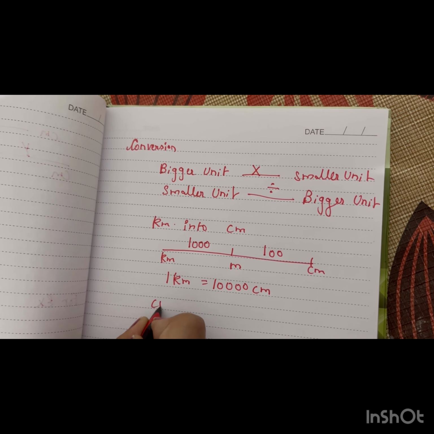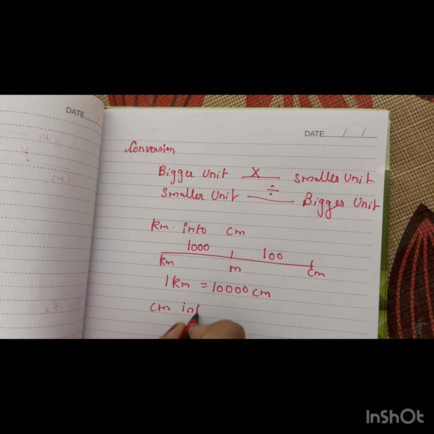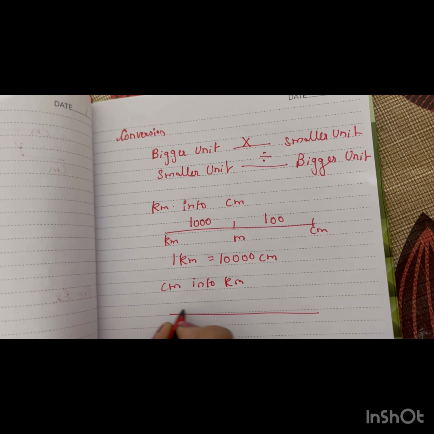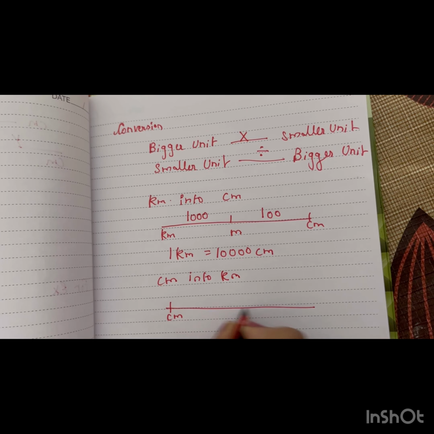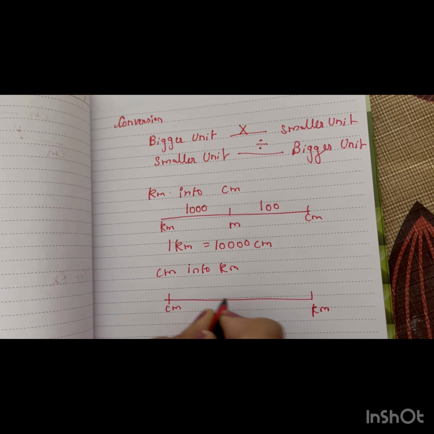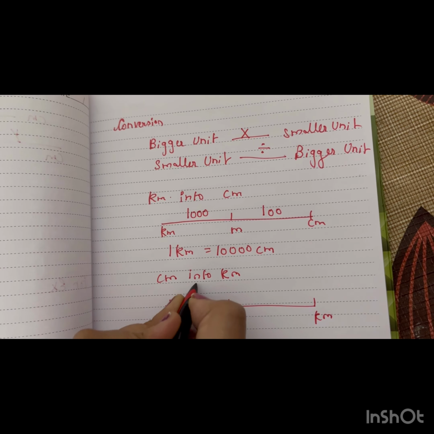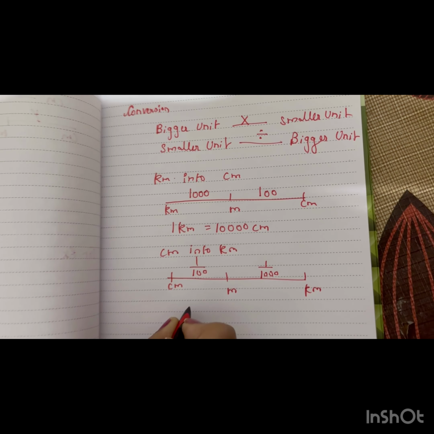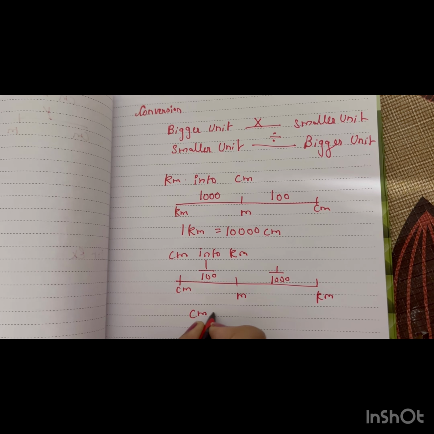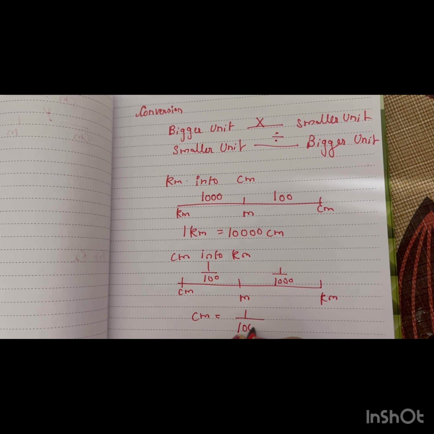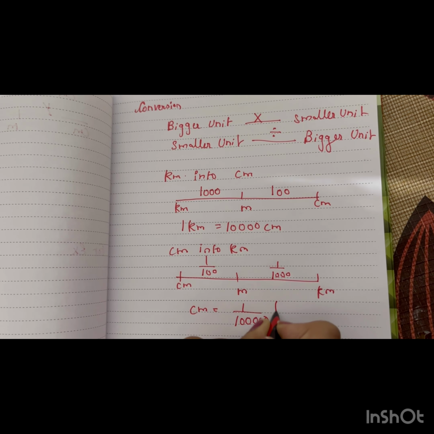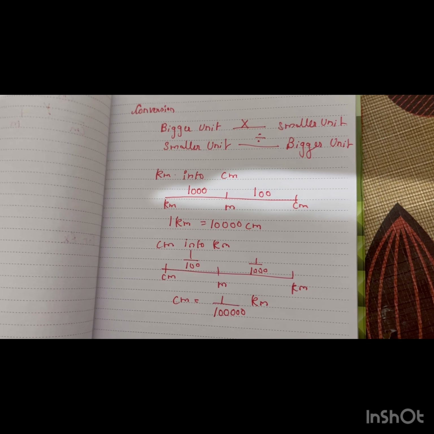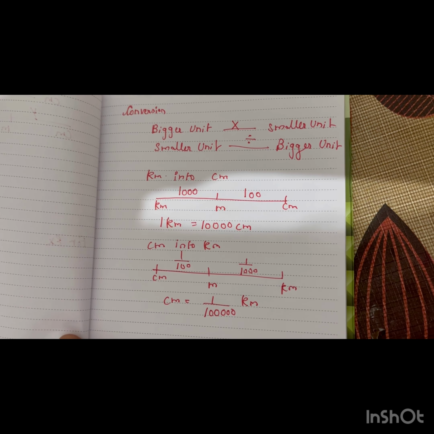Again, for example, if you have to convert centimeter into kilometer, again centimeter and kilometer, and in between will come meter, 1 upon 100 and 1 upon 1000. So that would be equal to centimeters equals 1 upon this much kilometers. Okay, this much is for measurement. In the next topic we will cover motion.